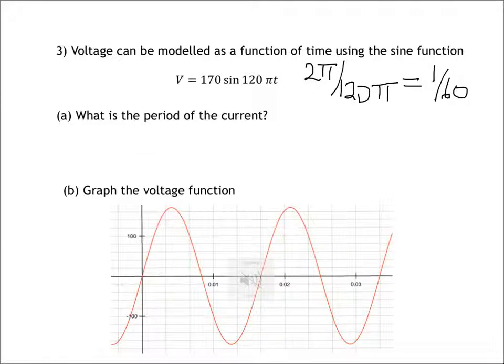And we're looking at graphing the voltage function. It's going to look like that. We have the period here, 1/60th, being roughly 0.016, which makes sense, about 2/3 of the way between 0.01 and 0.02. And we see we end up having a maximum of 170 and a minimum of negative 170.